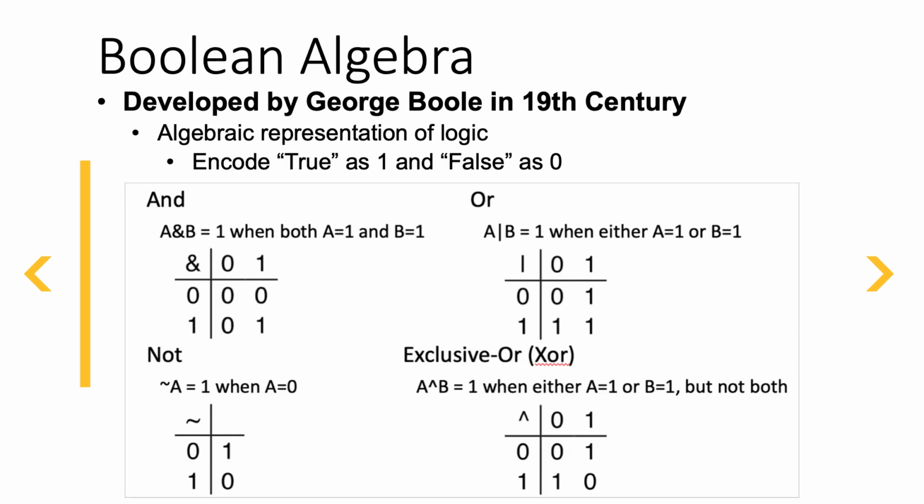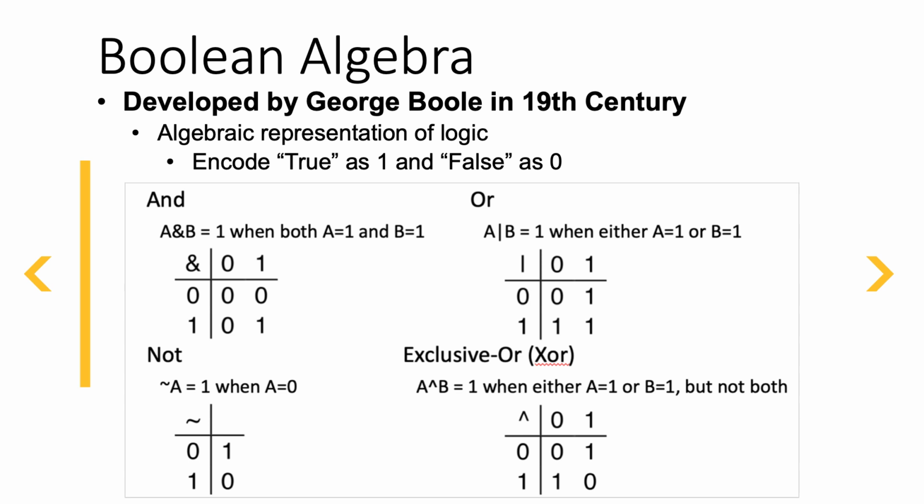Now, another thing that we're going to see a lot of when we're dealing with computer systems is something called Boolean Algebra. This was developed by George Boole in the 19th century. It's just an algebraic representation of logic. We encode true as 1 and false as 0. So you can see this applies to computer systems very, very well, since that's what we're using to represent basically everything we need to represent in a computer system. We're using 1s and 0s.